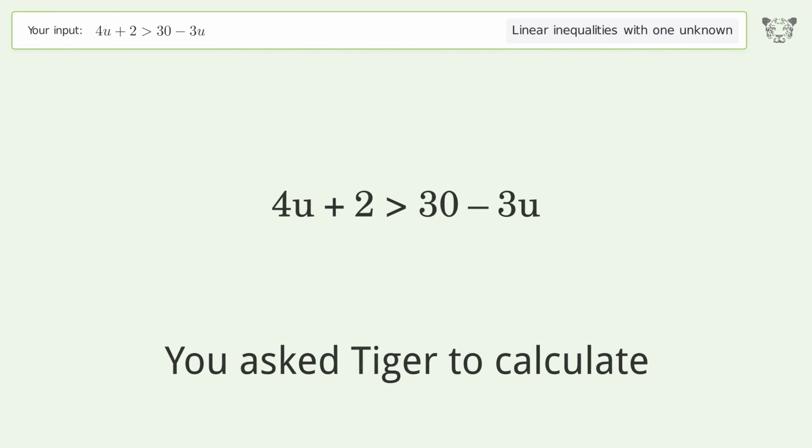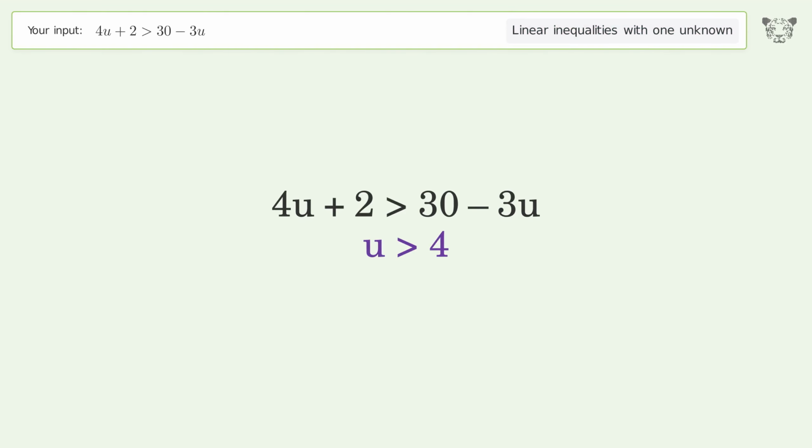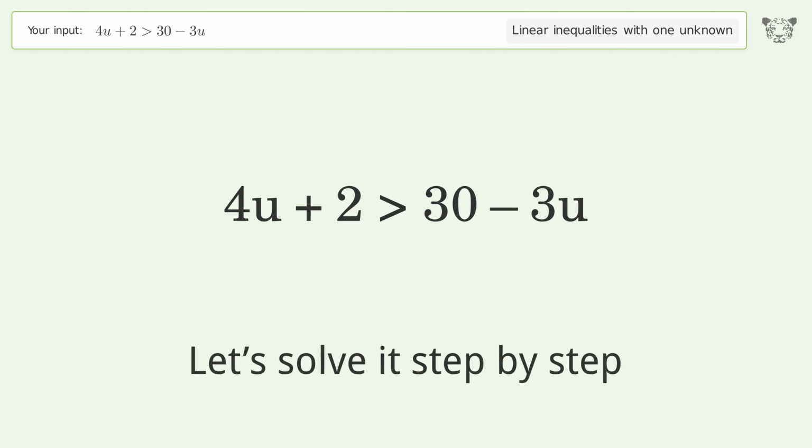You ask Tiger to calculate. This deals with linear inequalities with one unknown. The final result is u greater than 4. Let's solve it step by step.